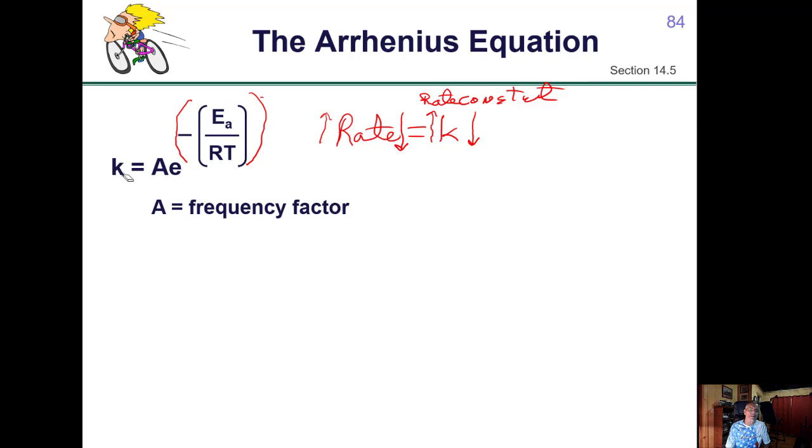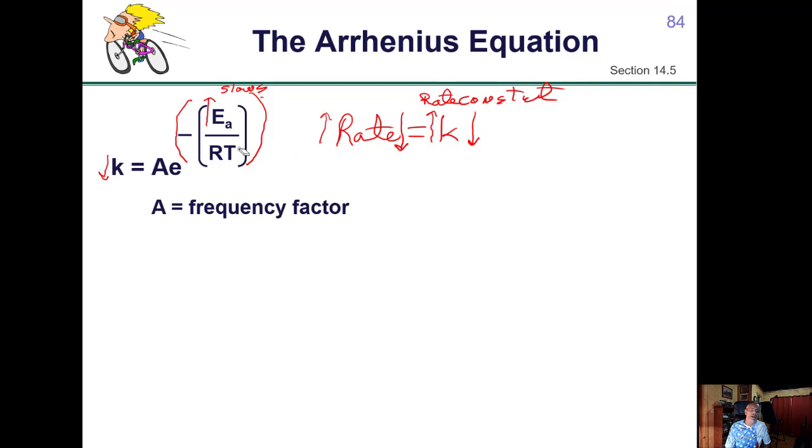So what would be the effect on K if I had a reaction with a higher activation energy? Well, you know what happens. If the activation energy is higher, the reaction slows down. Why does it slow down? Because it causes K to be reduced. And if K is reduced, the rate is reduced. The rate slows down. Okay?